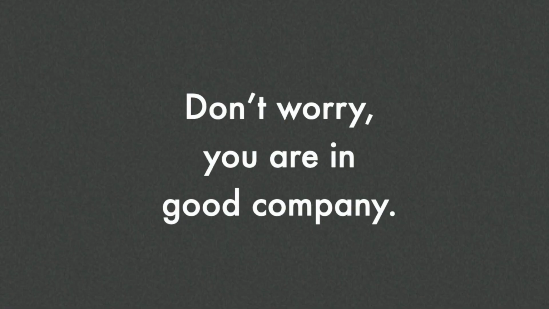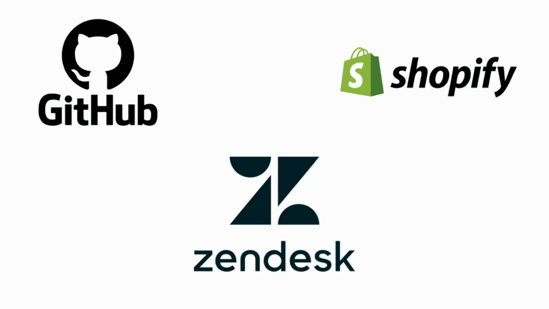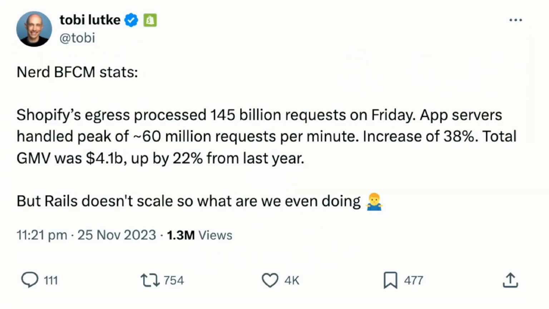There are other companies that have scaled Rails to a significant extent. Maybe not at Twitter scale, but to the level of GitHub, Shopify, Zendesk. And actually, I think the work that Shopify is doing at this level is incredible. There's a tweet from Toby Lutke, the CEO of Shopify, saying that during Black Friday, I think, they were getting 60 million requests per minute. That's quite a lot.